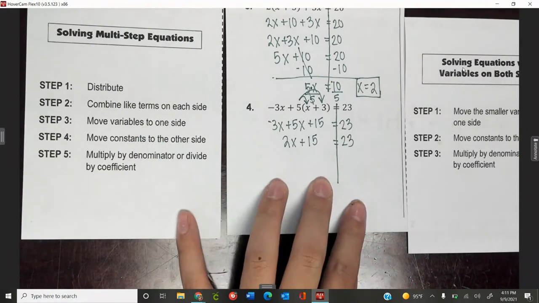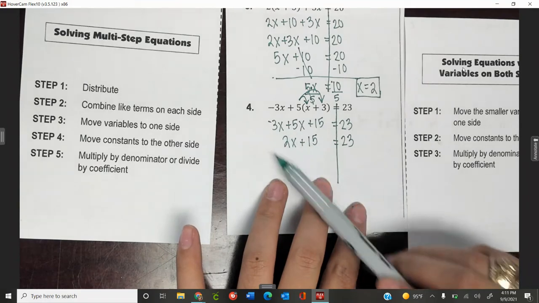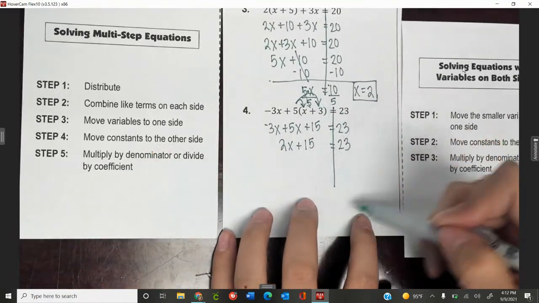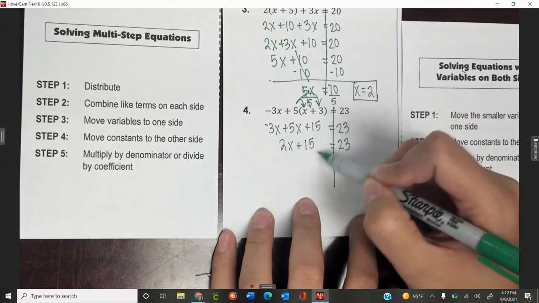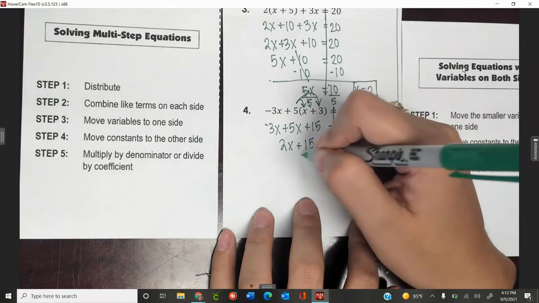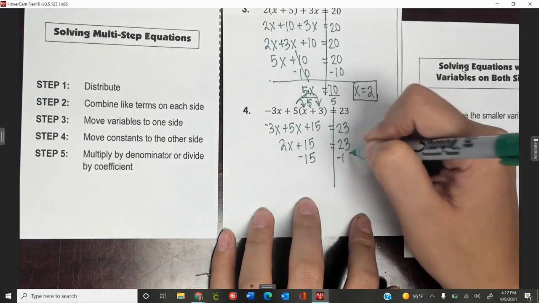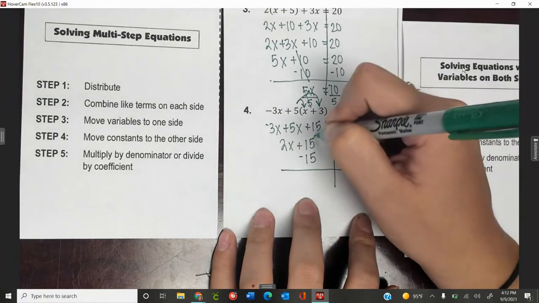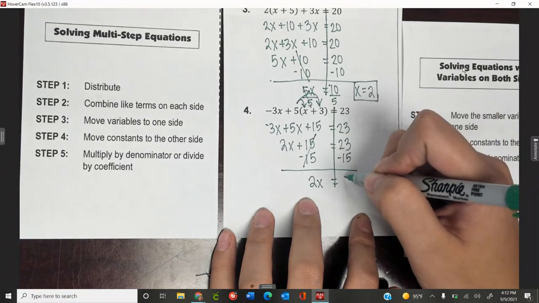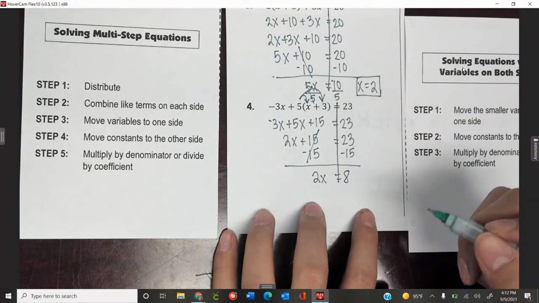So step 3 tells us to move our variables to one side. All of our variables are already on one side. So now we want to move our constant to the other side. So right now I have 15 being added to my variable. So I need to do the opposite, and I need to subtract 15 from both sides. So this cancels out. You're just left with 2x equals 23 minus 15, which is a positive 8.